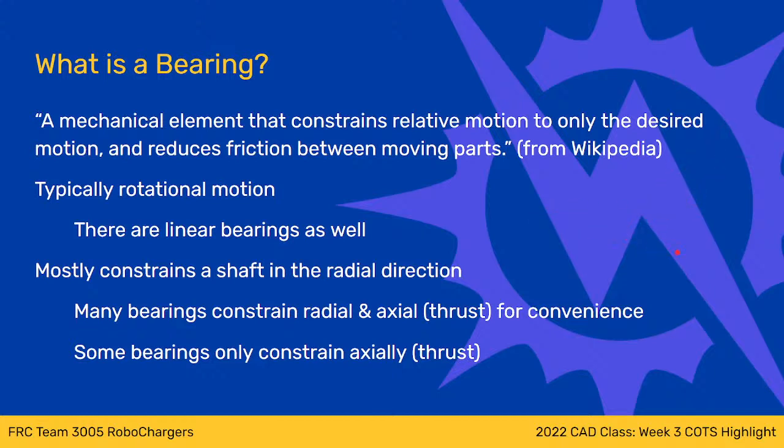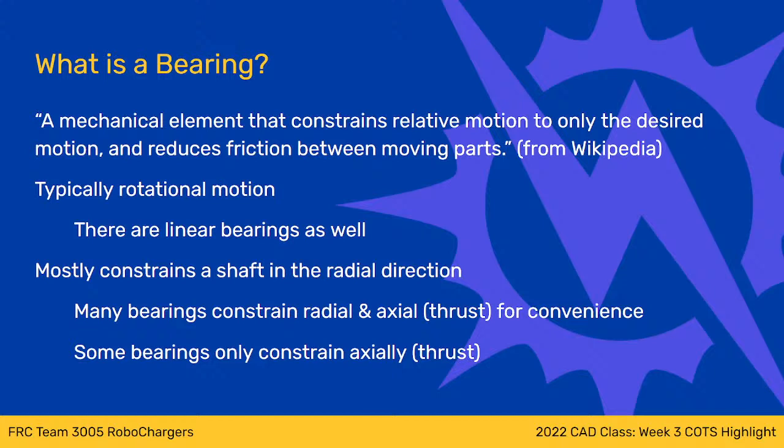So I mentioned there are linear bearings. I will talk about those briefly at the end of this, but most of them are rotational. In FRC especially, we use mostly rotational bearings, and if we do linear systems like elevators or slides or whatever, we have special things that we do to create that linear motion. So I'm not going to go into that very much.